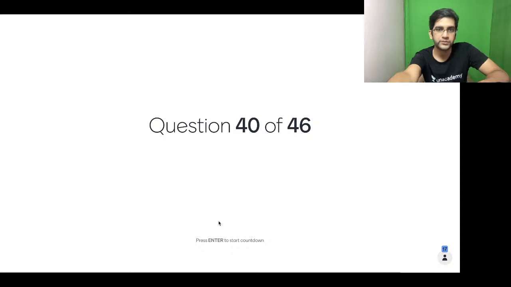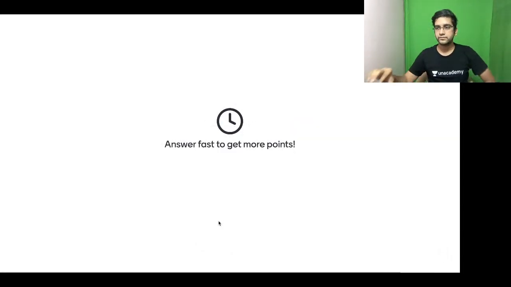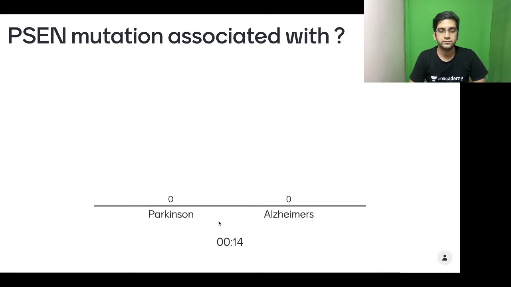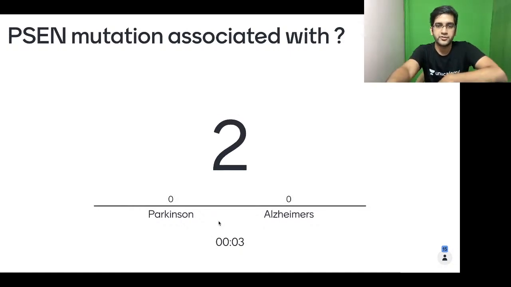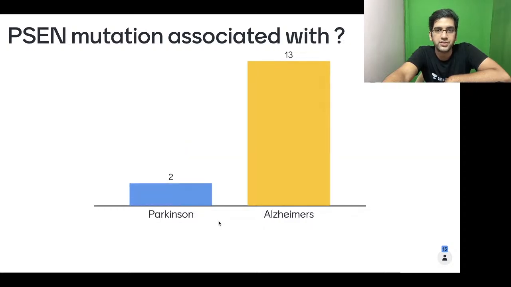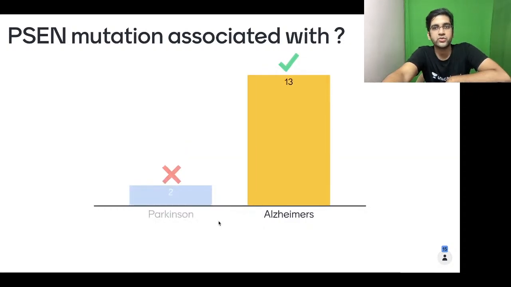Okay, join in. Start. Okay, a clue for people who have not written. PSEN stands for presenilin. All of you have written it, great. Presenilin mutations are commonly seen in Alzheimer's. It's one of the genes involved in Alzheimer's, right? Presenilin 1 and 2. Fine. Next.